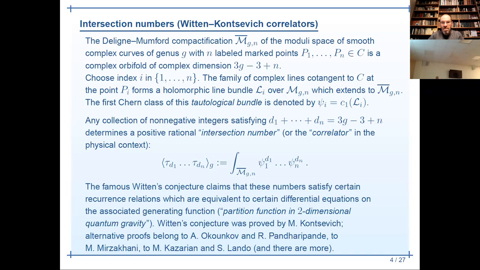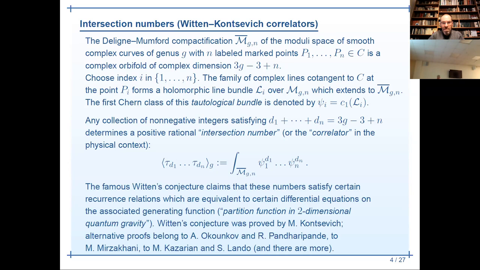So we can integrate this class. This is the top cohomology class. We can integrate it with respect to the base. If M_{g,n} bar were a true complex manifold, we would get just an integer number.